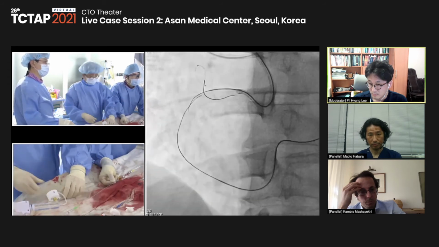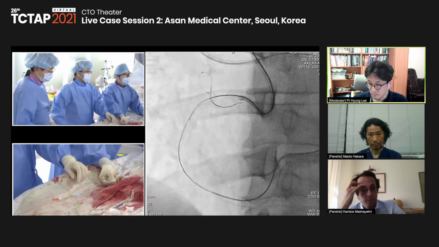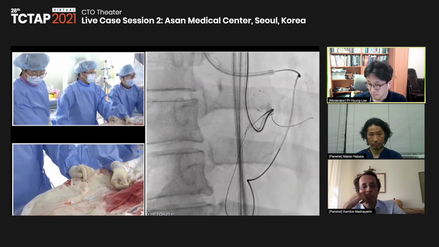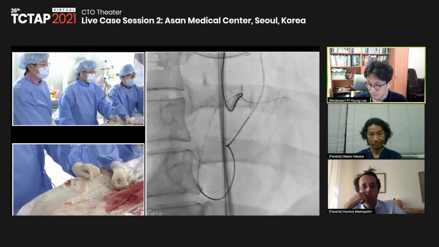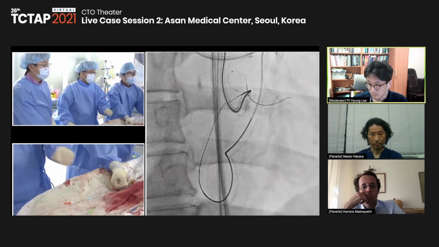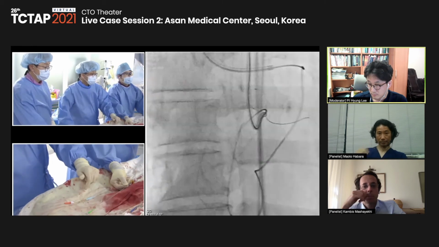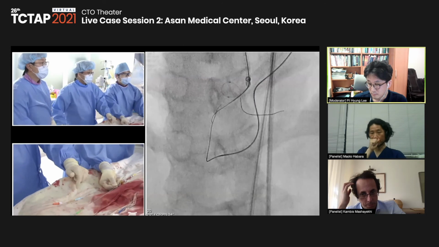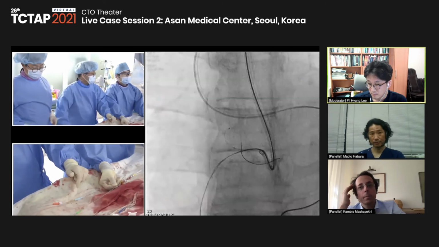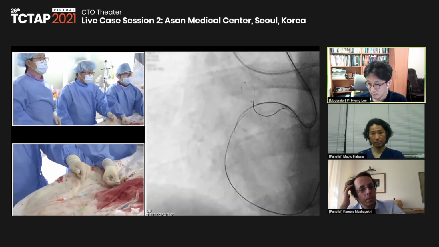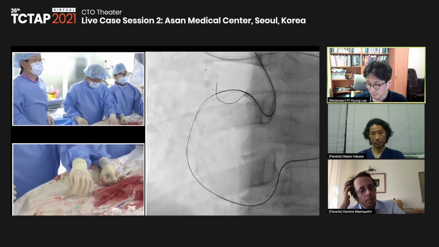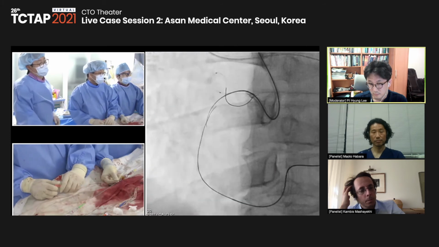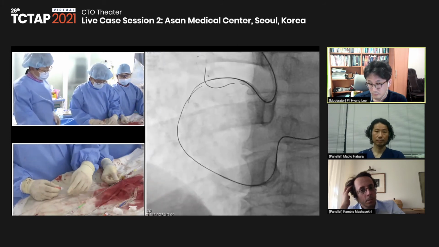So I'm going to check the position of the wire in multiple views. So I think it's not bad, right? The retrograde wire is, at least in my feeling, in the intraplaque position. And at the RAO, at the cranial, and the RAO, it's not bad. So considering the vessel diameter, at least 4 or 5 millimeter according to the CT, this position is not bad.